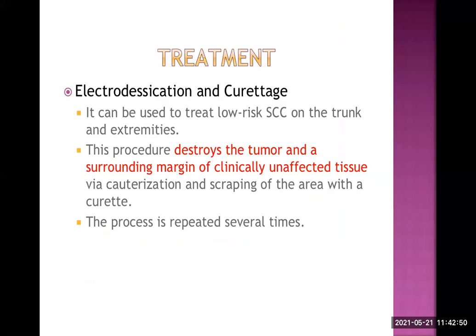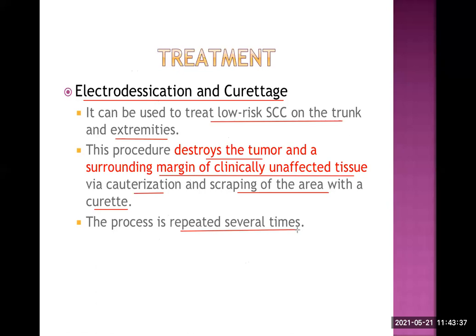Now the final part is the treatment. So how is cutaneous squamous cell carcinoma treated? One of the ways is electrodesiccation and curettage. Electrodesiccation means destruction of the tumor by electric cautery. It can be used to treat low-risk squamous cell carcinoma on the trunk and extremities. This procedure destroys the tumor and the surrounding margin of clinically unaffected tissue via the cauterization and scraping of the area with the curette. That's why it is known as curettage after electrodesiccation, destruction of that area with electrical current. The process is repeated several times until the surgeon is quite confident that there is nothing left.